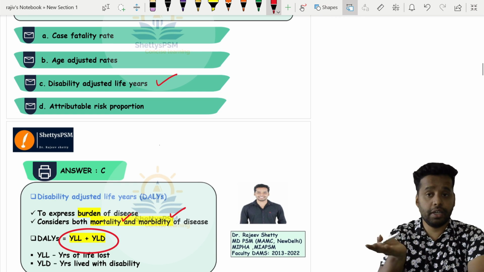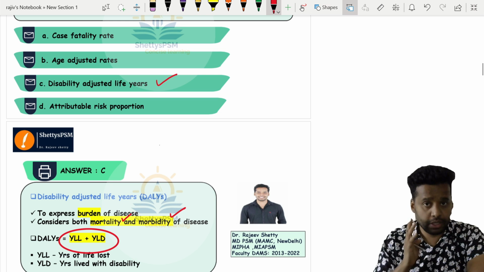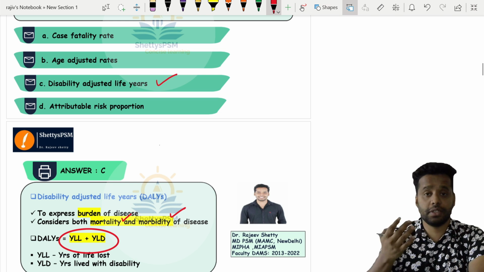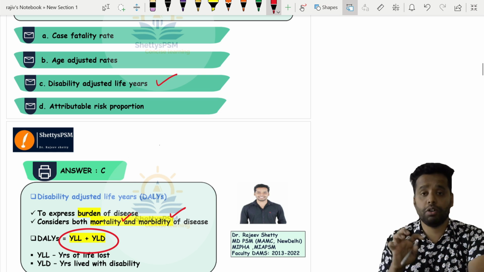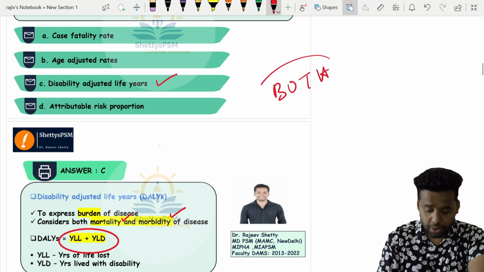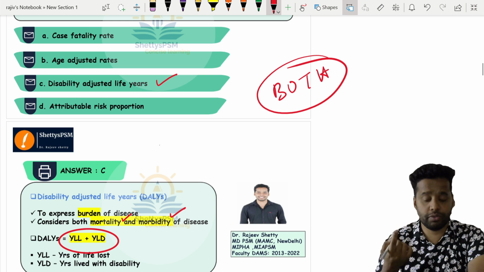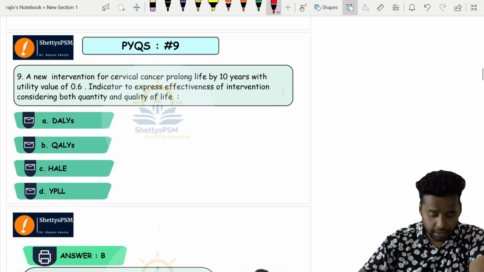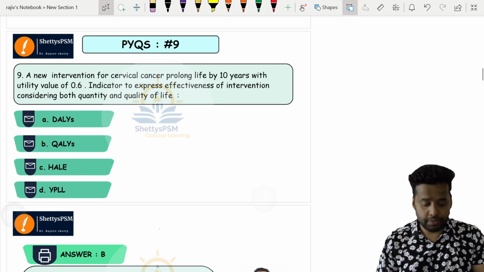YLL means years of life lost due to premature death. YLD is years lived with disability. Both components are studied. DALYs will include both mortality and morbidity. What is the formula? YLL plus YLD. This question is very important.